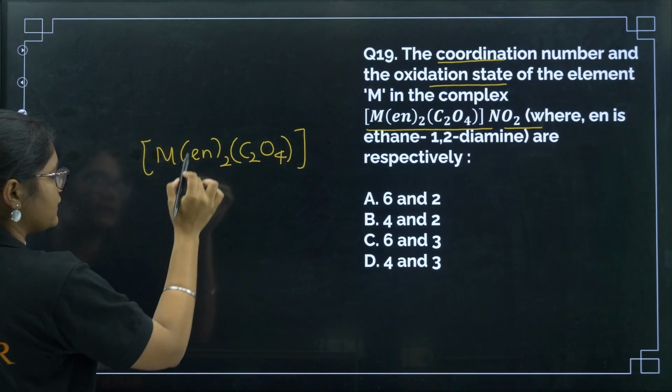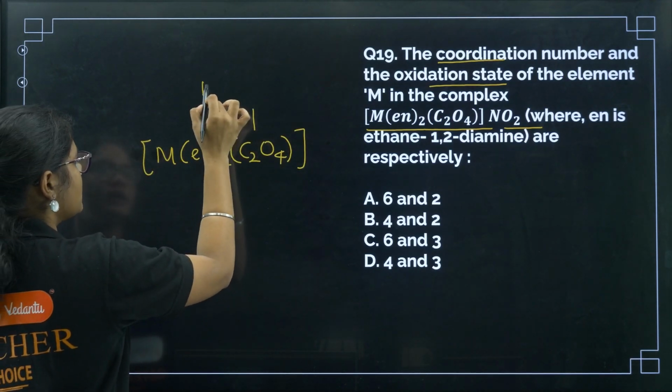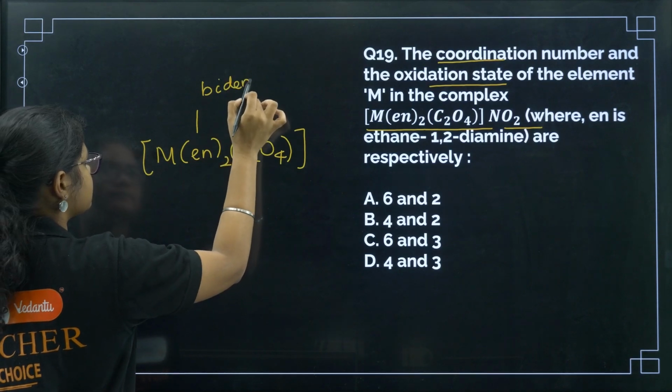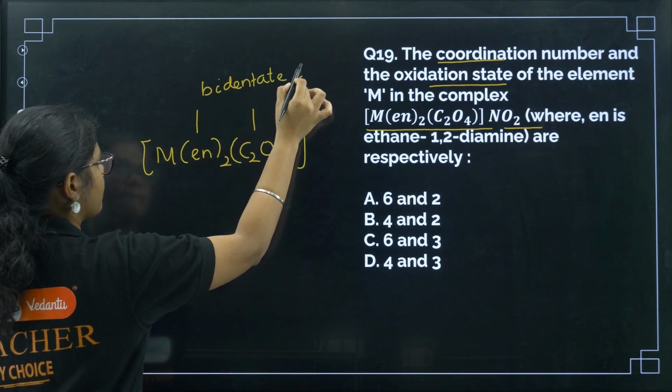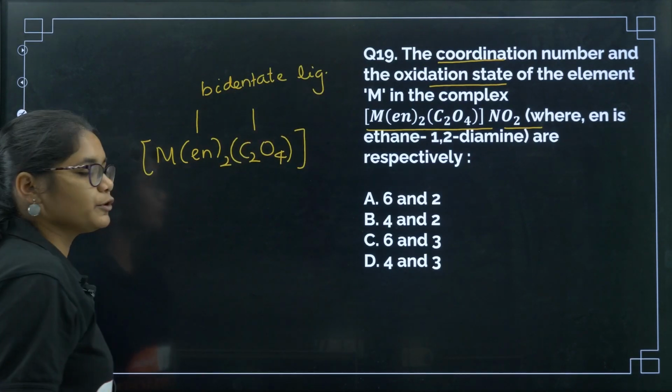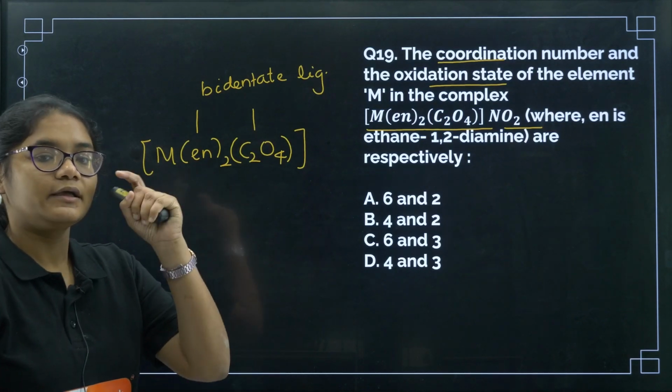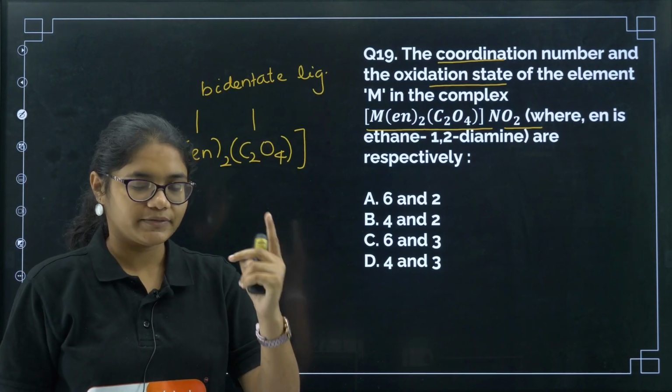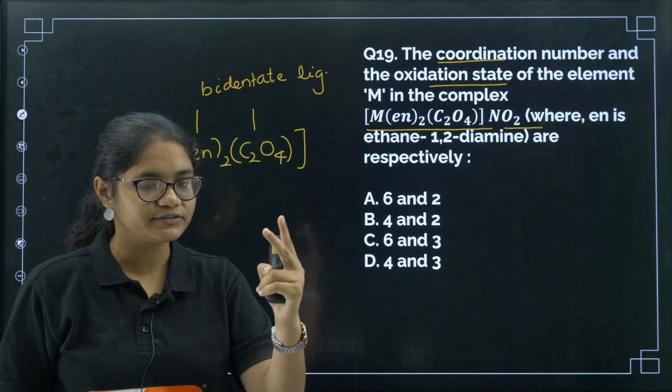Now if you see that En and C2O4 both are bidentate ligands, okay, bidentate ligands. Now what do you mean by bidentate ligands? Each molecule, or each ligand, forms 2 bonds.